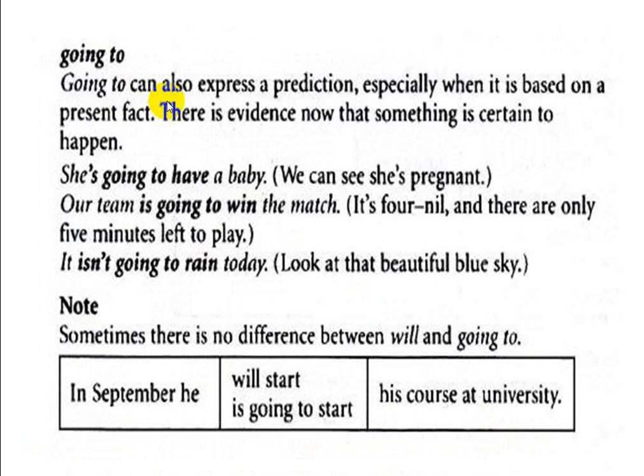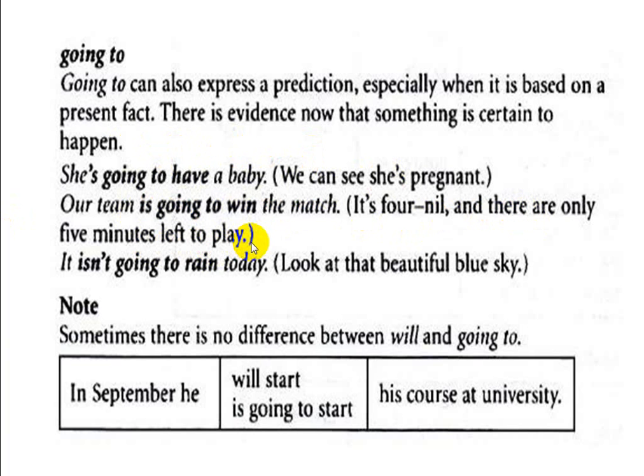Going to can also express a prediction, especially when it is based on a present fact. Here going to is based on a present fact if it expresses a prediction. There is evidence now that something is certain to happen. She's going to have a baby, of course, because we can see that she is pregnant, so it is an evidence. Our team is going to win the match. It's 4-0 and there are only 5 minutes left to play.